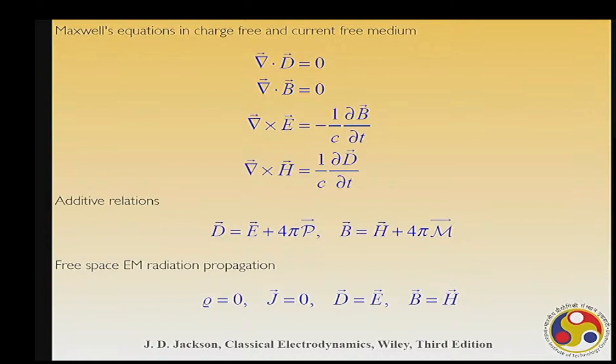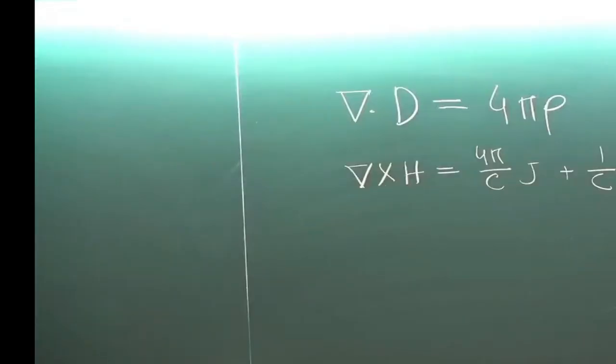Now the second equation is the Gilbert law, del dot B is equal to 0. And you have Faraday's law, del cross E is equal to minus 1 by c del B del t. And the final one is del cross H, in the presence of current, you can write 4 pi by c J plus 1 by c del D del t. Since we are dealing first with free space, we can make the charge and current 0.